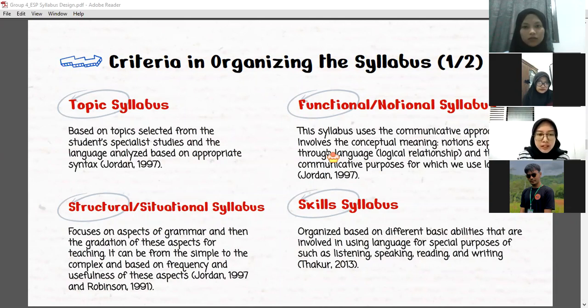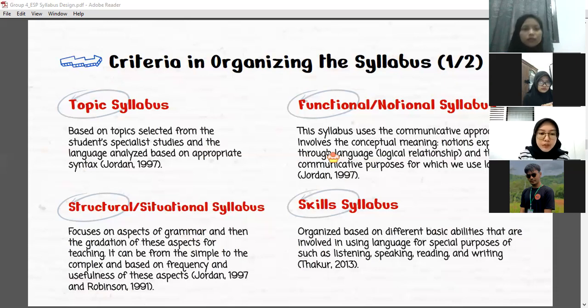So the third is functional or notional syllabus. The syllabus uses the communicative approach, involves the conceptual meaning notions, for example, time, space, and quantity expressed through language, logical relationship, and the communicative purposes, in this case, functions for which we use language. For example, for greetings, requests, apologies, description, comparisons, cause and effects, and etc.